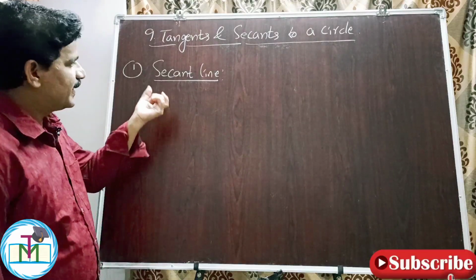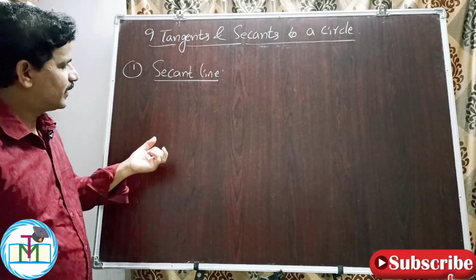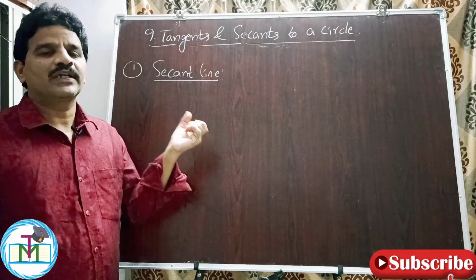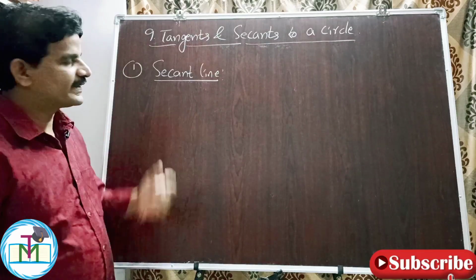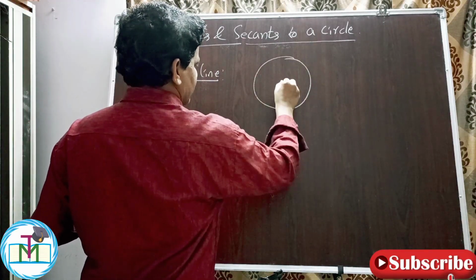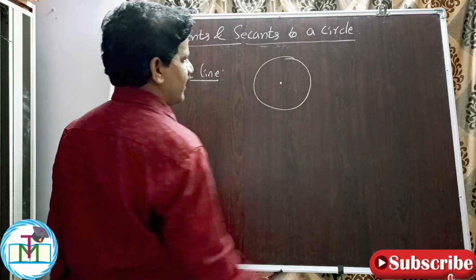Secant line, or simply secant. Secant line means a line which intersects the given circle at two distinct points and passes through those points. For example, if you see, this is a circle with center at some C and radius R.